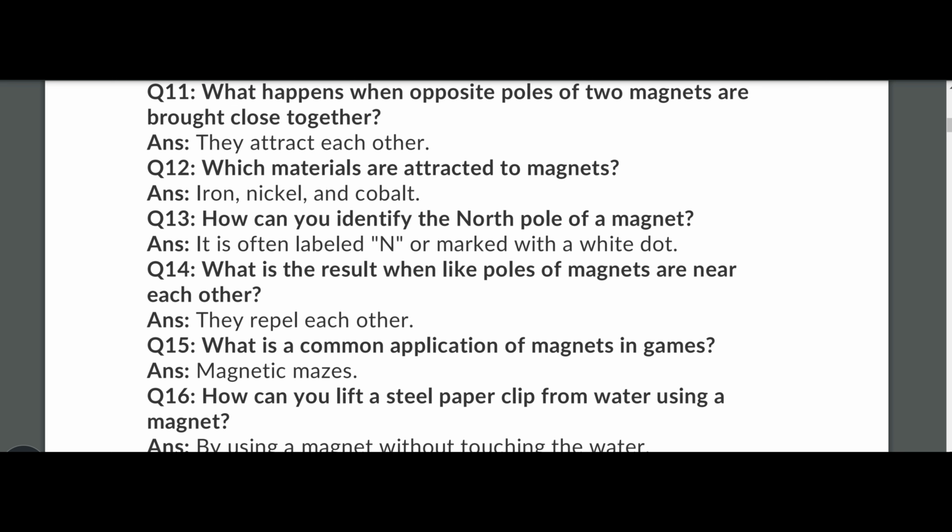Which materials are attracted to magnets? Iron, nickel and cobalt. Okay. To remember this, I have one code for you. I stands for iron, C stands for cobalt, and the other C stands for steel. Nic stands for nickel. These are the materials attracted by the magnet. By using this code, you can easily identify them.